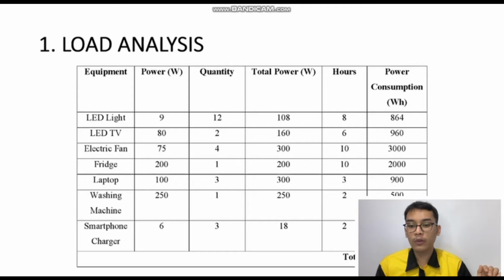So, after we find the total power, we must multiply it by the hours, and we will find the power consumption for Encik Ahmad's house. We have calculated it, and the total power consumption for his house is 8,216 watt-hours per day.